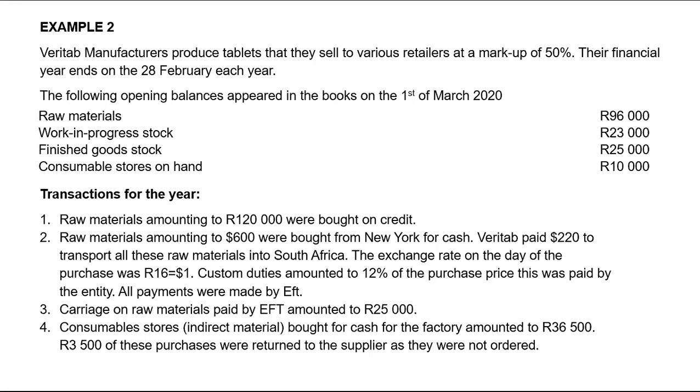In example two, we've got Veritas manufacturers, which produces tablets that they sell to various retailers at a markup of 50%. Their financial year ends on the 28th of February each year. I will actually highlight the markup because I don't know if I will need it. I'll probably need it.